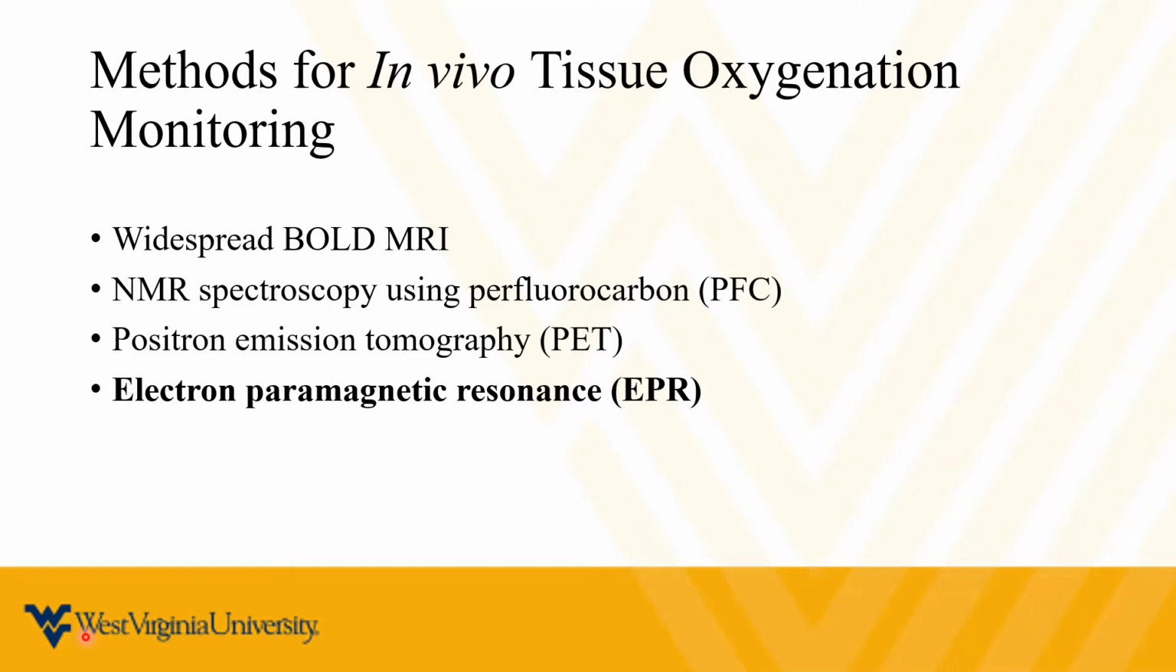There are multiple different methods for oxygenation monitoring, which include widespread BOLD MRI and positron emission tomography, which both measure perfusion, the rate at which oxygen is being delivered to the tissue. And then there's NMR spectroscopy using perfluorocarbon, and electron paramagnetic resonance, EPR. These two measure steady state consumption, which is a balanced value between oxygen delivery and consumption. EPR stands out from the rest of these methods because of its high sensitivity to PO2, direct measurement of oxygen, and high functional specificity.